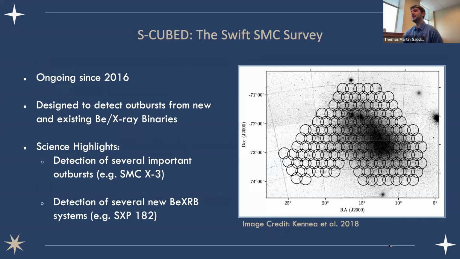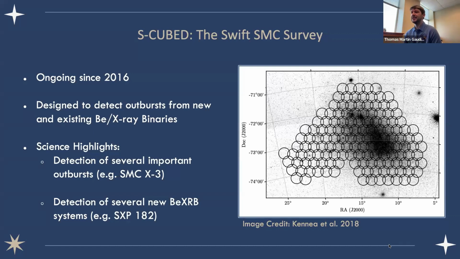That is the survey currently being run by the Swift SMC Survey, S-Cube for short. It's a survey run by the Swift Observatory team and my advisor, Dr. Jamie Kenna. Now, as I said, the S-Cube survey has been ongoing since 2016, and it is designed to detect outbursts from both new and existing BE X-ray binaries.